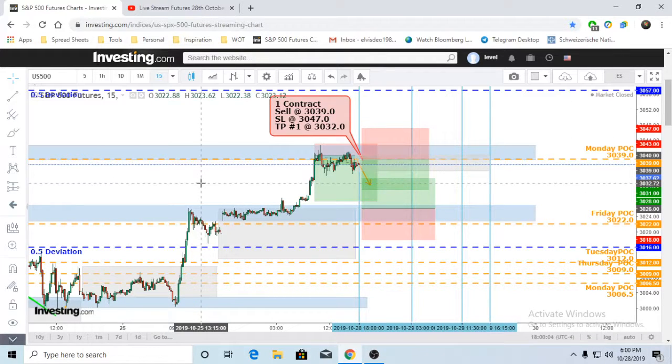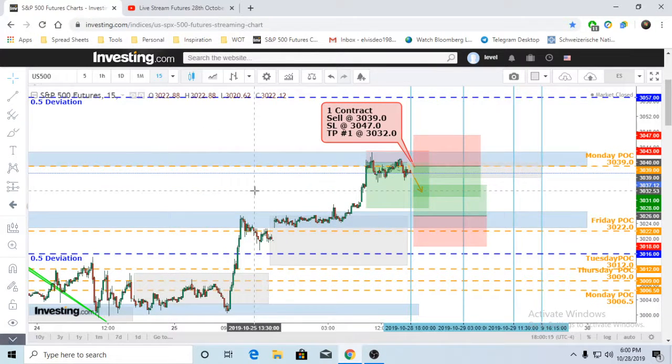So that is about what we have for trading for overnight, and till tomorrow morning we might make some adjustments and stuff.